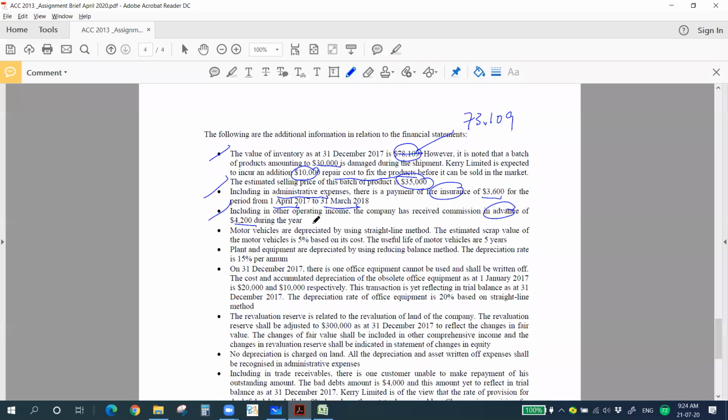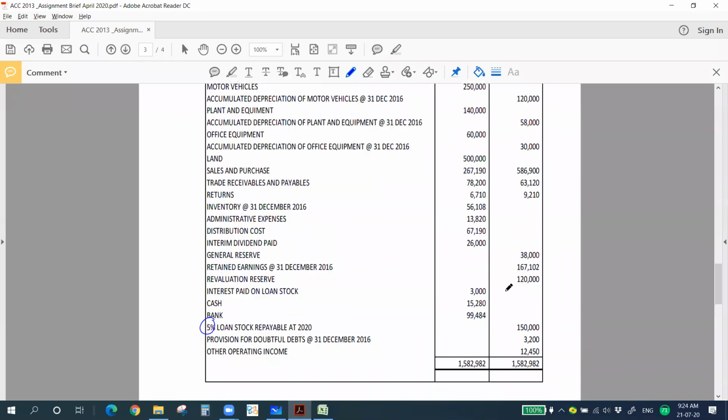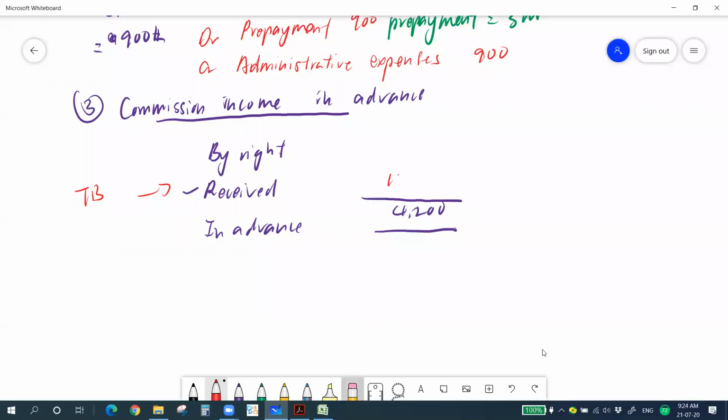Other operating income. Where is it? This one. So 12450 here. So tell me, by right, how much we should record in our income statement? What is this amount? Do I have to use the receive minus the in advance or add with the in advance? Add, minus? Wow, we got 2 camps, eh?